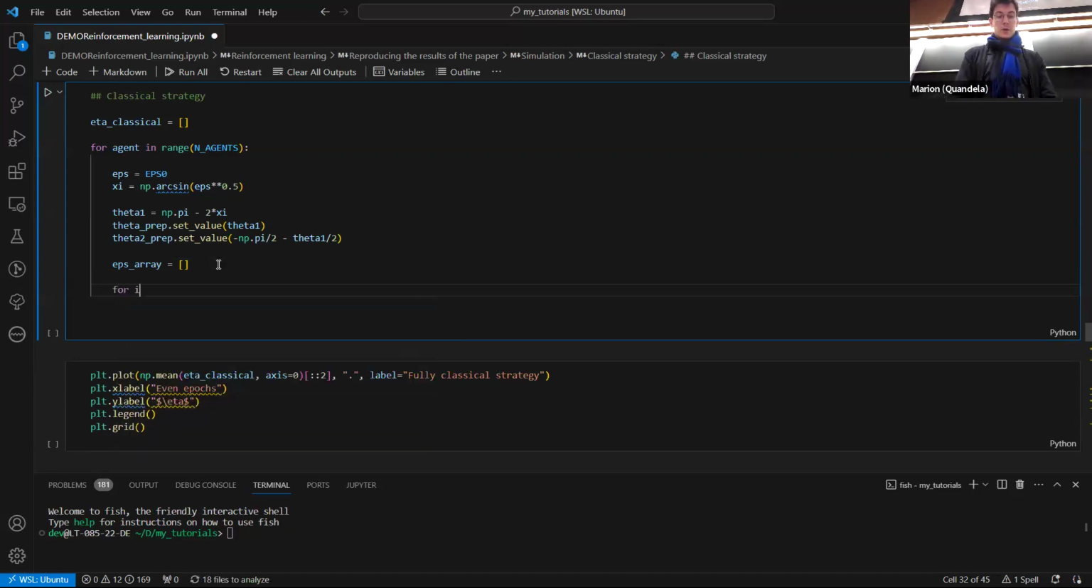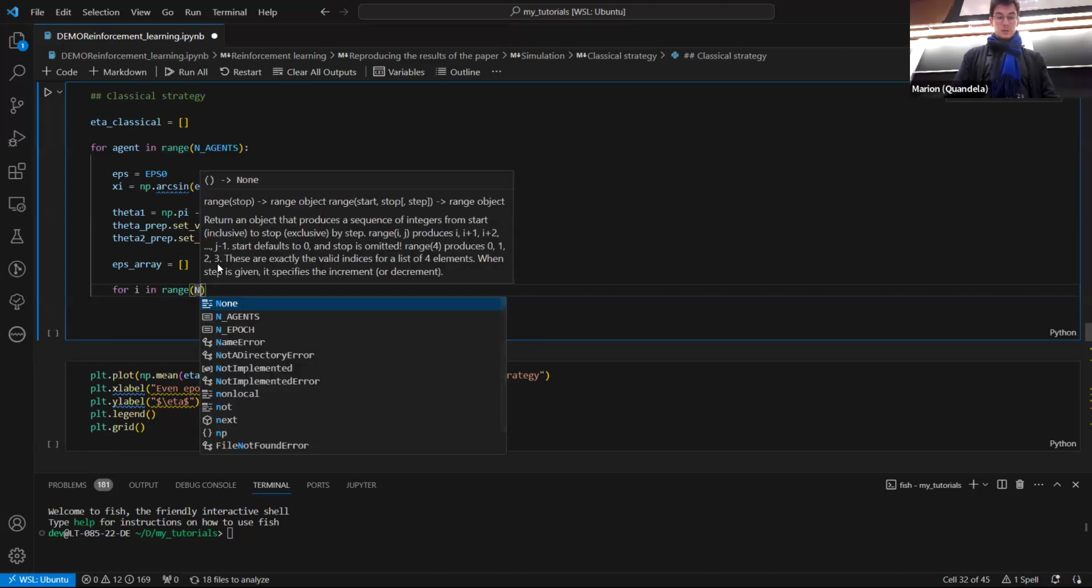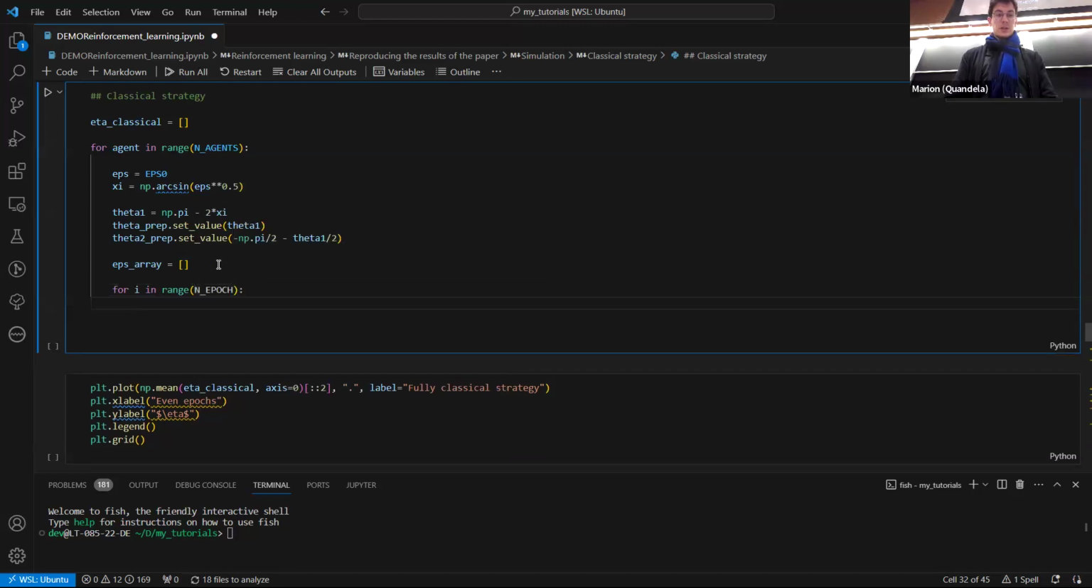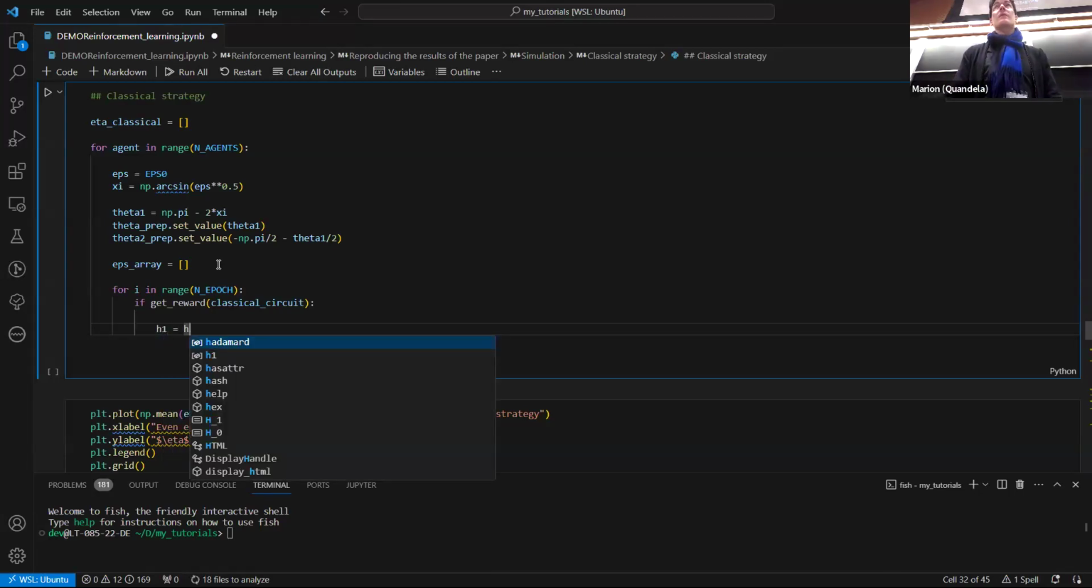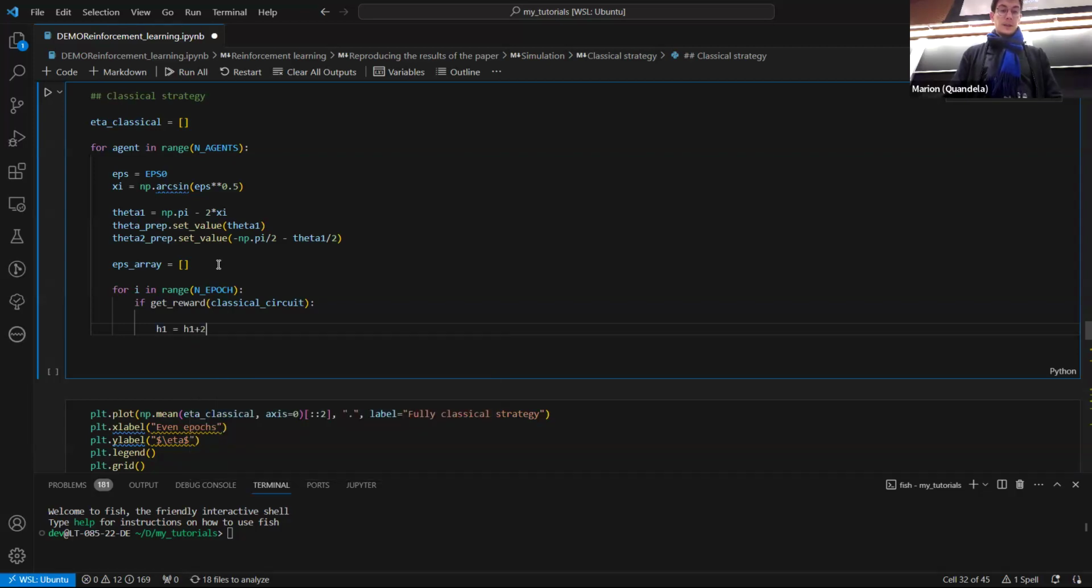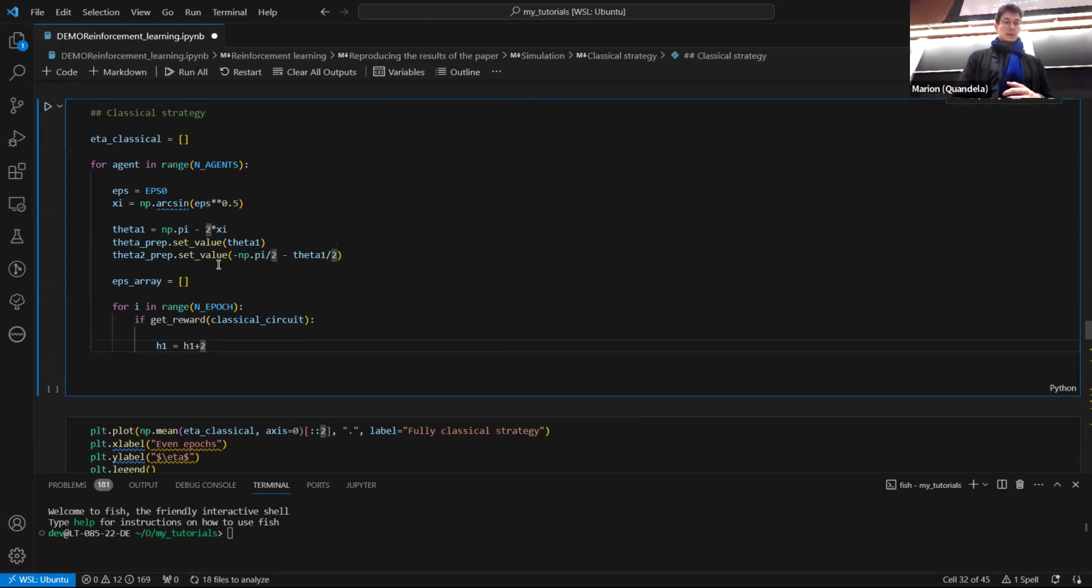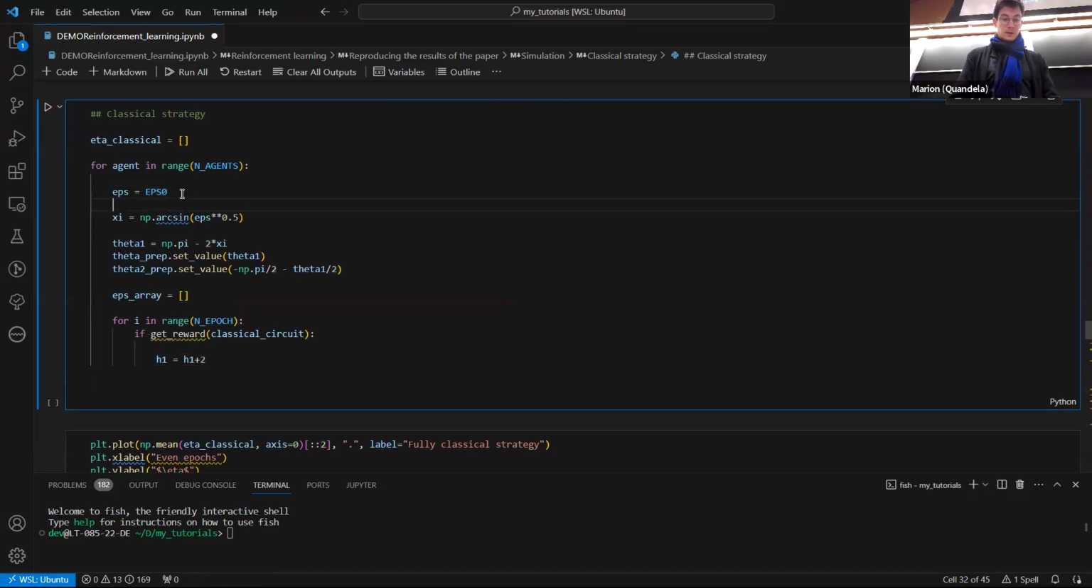Okay, so now we are going to do the loop for all the epochs. So for each agent, if the agent got a reward, the agent is going to update his strategy. So to update his strategy, like it's defined in the paper in the appendix, it's going to put more weights on the winning states, as I said. So I guess I need to define H1.